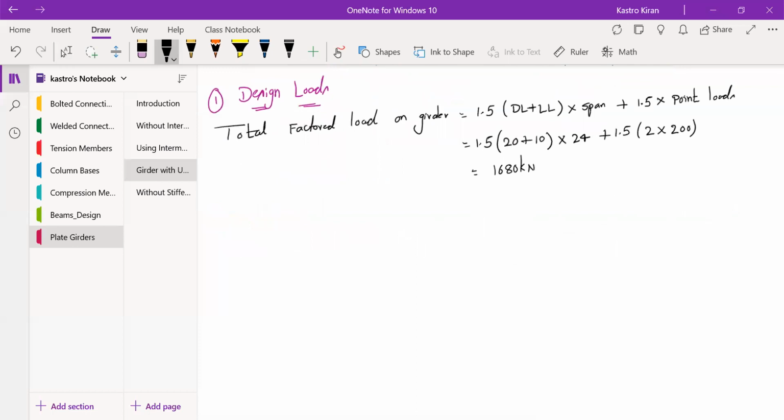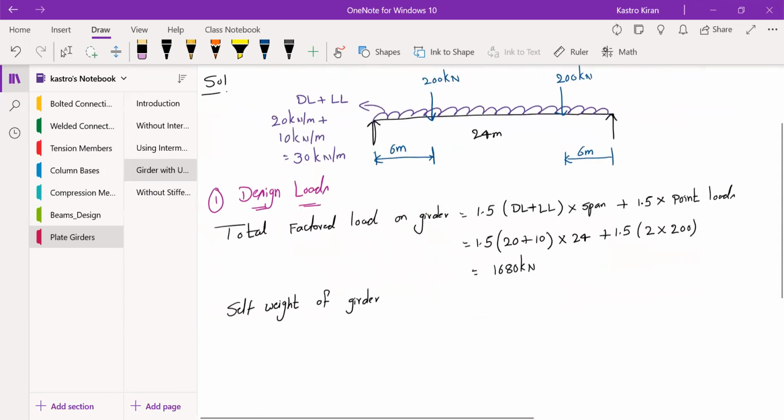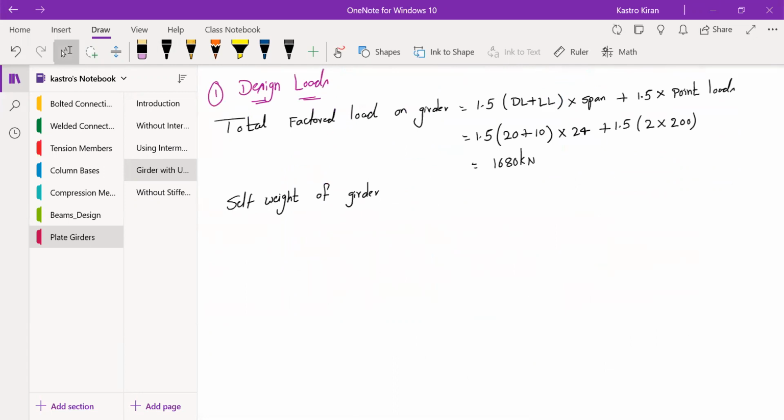Now we also have to find the self weight of the girder. Why do we need to find the self weight of the girder? If you check the question, they have very clearly mentioned excluding self weight of the girder. Since they have said excluding self weight, you have to find the self weight of the girder also. If they had said inclusive of self weight, then you wouldn't need to calculate it. Now, here you have to remember one point: in the first two models of problems, we have taken the self weight of the girder as WL by 400.